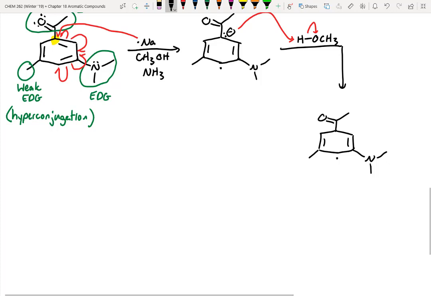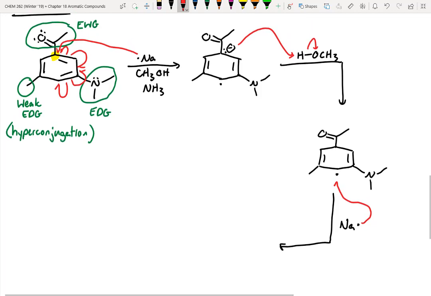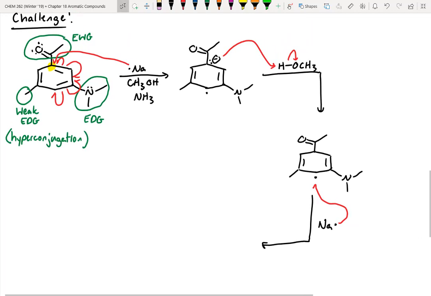We have a radical now, and then what will happen to this intermediate? Sodium will donate a second electron. Some people will ask me, why doesn't sodium donate its second electron up above in the first intermediate? Does anybody know why? Acid-base is faster. That, and it would be a dianion, meaning having two negative charges on one molecule, which is incredibly unstable. So it would prefer to do this stepwise.